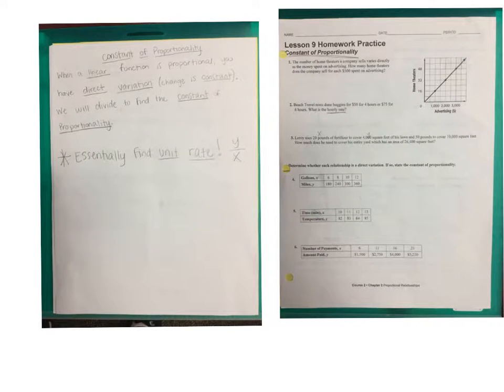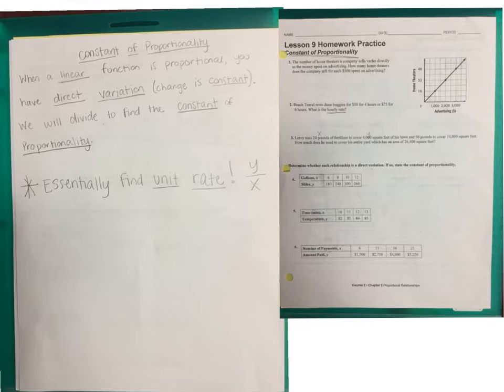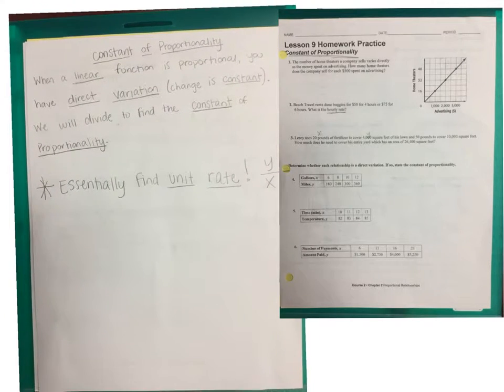Okay, so let's start the notes off with looking at the notes on constant of proportionality. It says when a linear function is proportional. Linear means it is a line and it is straight and it doesn't change, it keeps on going. So when a linear function is proportional, like the proportions we've been doing, we set two fractions equal to one another and make sure that they are equivalent. You have a direct variation. The change is constant. And we will divide to find the constant of proportionality.